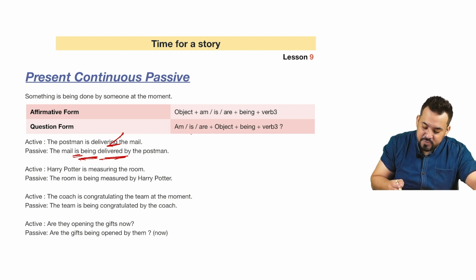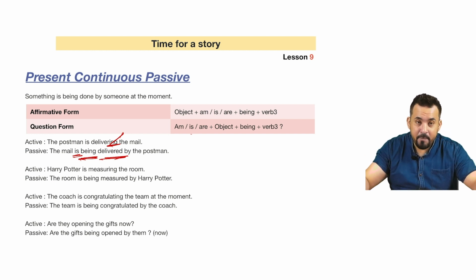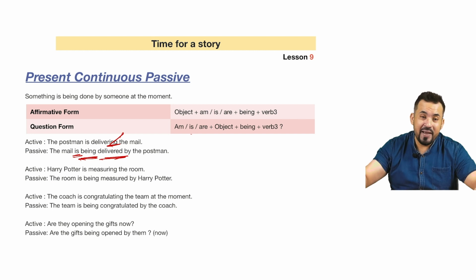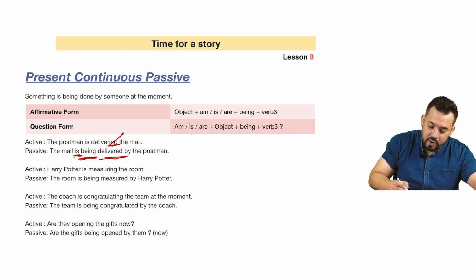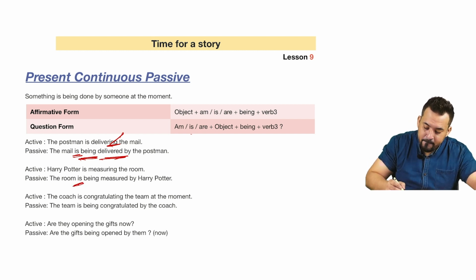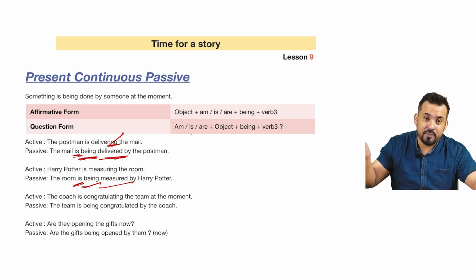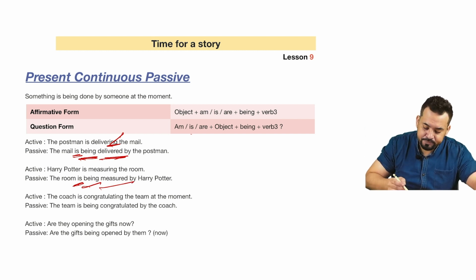Let's take a look at another sentence. Harry Potter is measuring the room. So we will change this. We'll make it, the room is being measured by Harry Potter. So is, because the room is single, being, to replace the ing, measured, the past participle form of the verb.